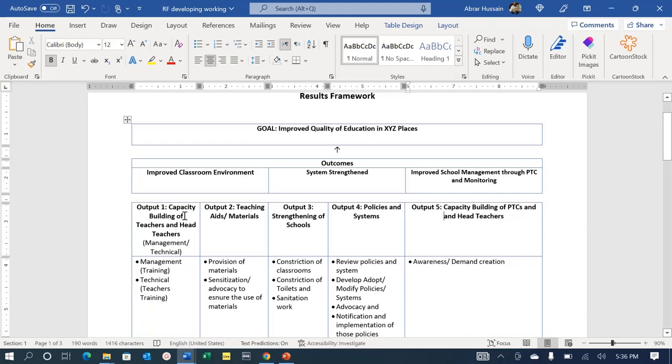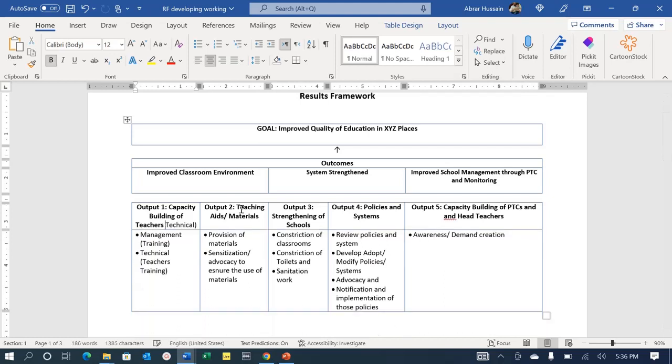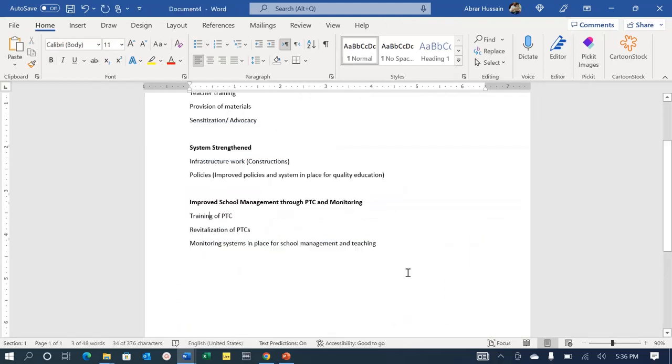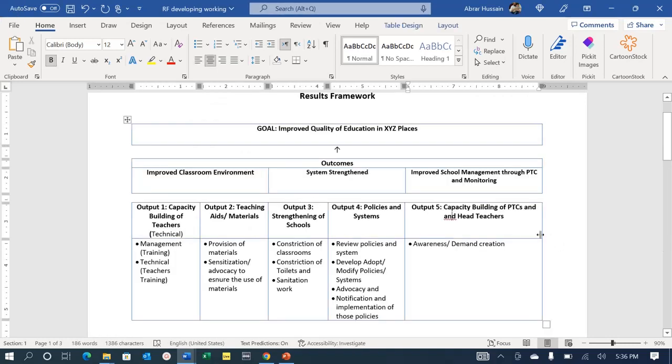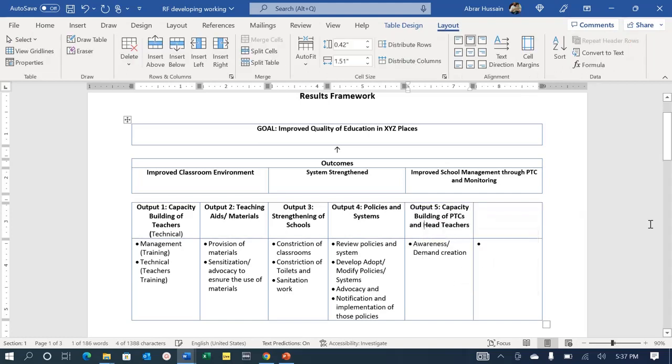Let's bring here capacity building of teachers, and that should be only technical. This one is specifically related. One is this one, a revitalization and monitoring system. So here we can add some more output, for example, the capacity building of PTCs and head teachers. This one is here, and output 6 for this one would be management and monitoring.